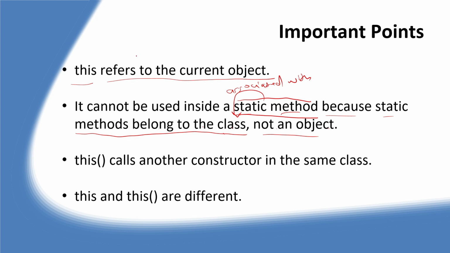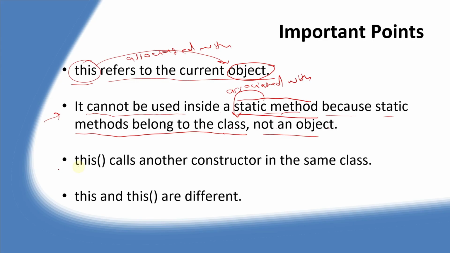But this keyword is associated with what? Object. That's why this keyword cannot be used inside a static method. Okay, don't worry if you didn't get this point. We will learn it in static. I will create one more video for static. We'll see the concept of static in detail, because there are different pointers.